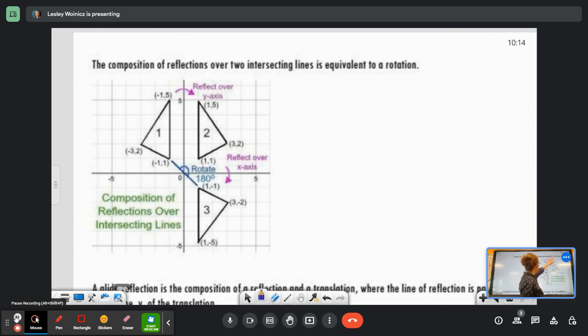So if I take figure 1 and reflect it in the y-axis, and then I reflect it in the x-axis, that is equivalent to rotating 180 degrees about the origin, or about whatever point I'm rotating about, the intersection of those lines. Here it happens to be the origin.